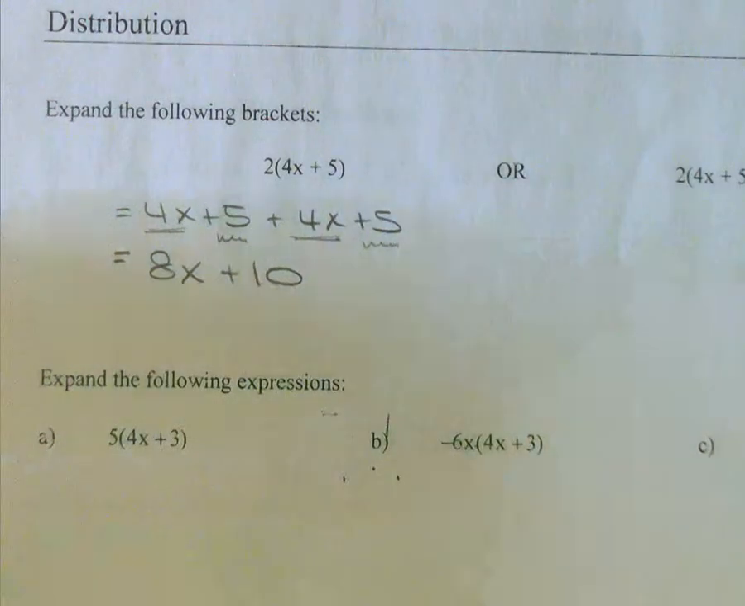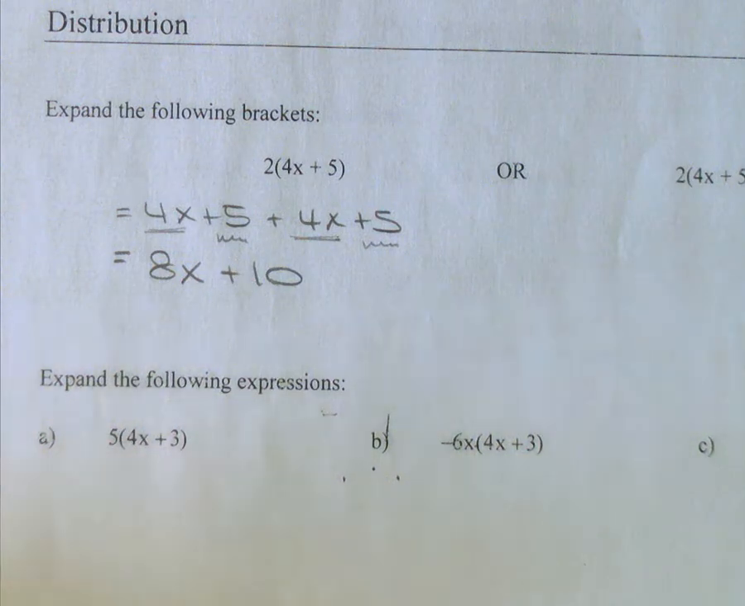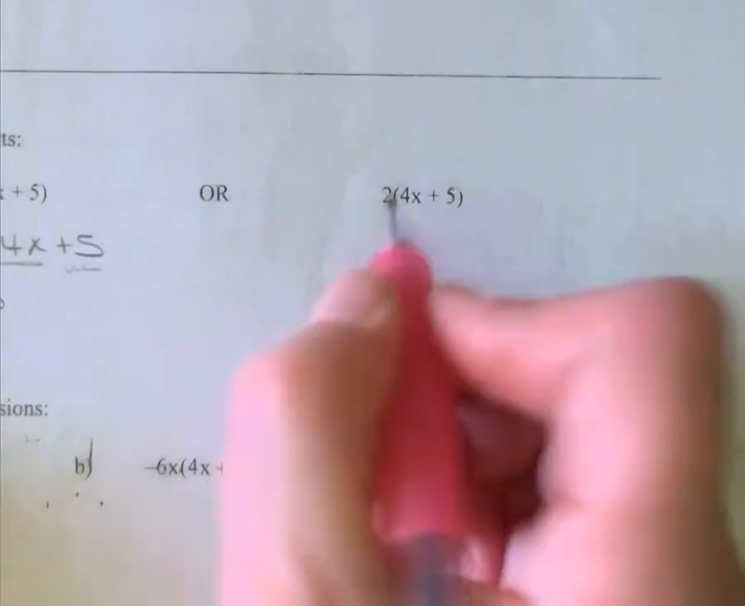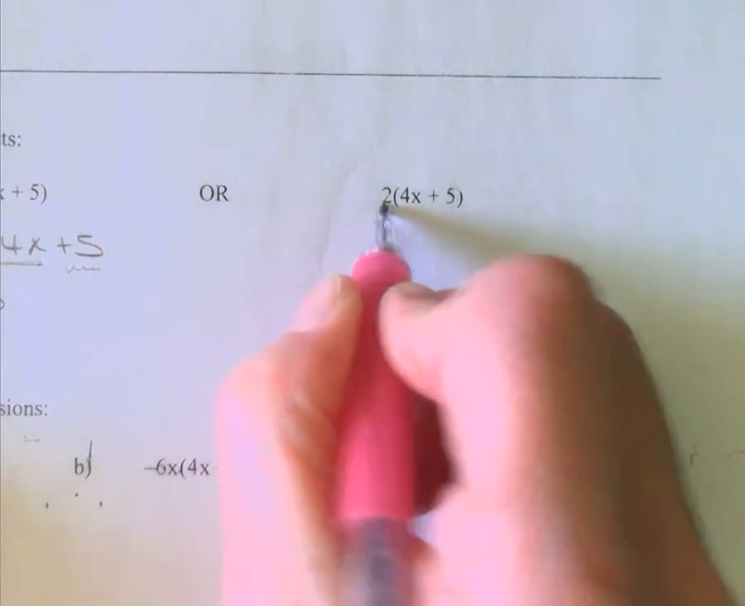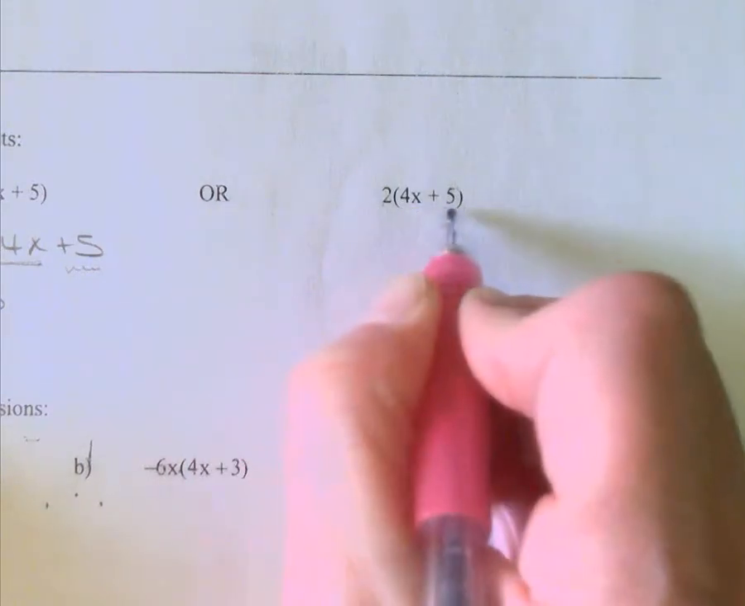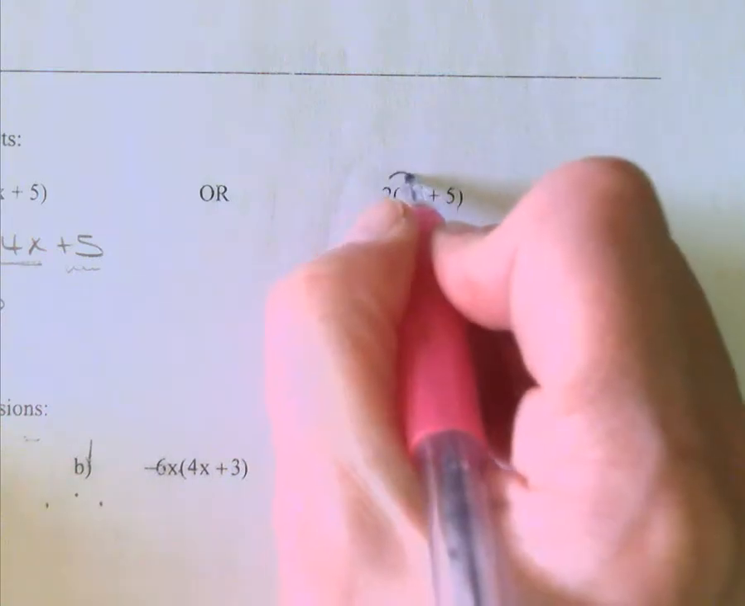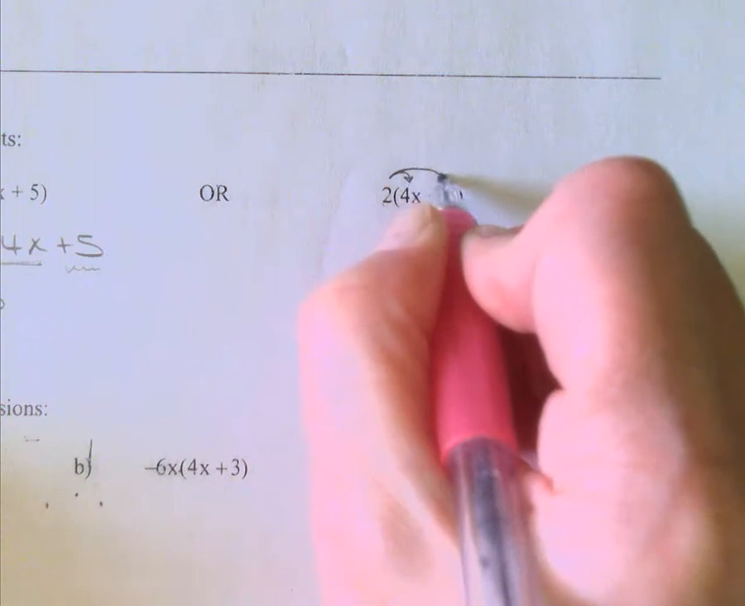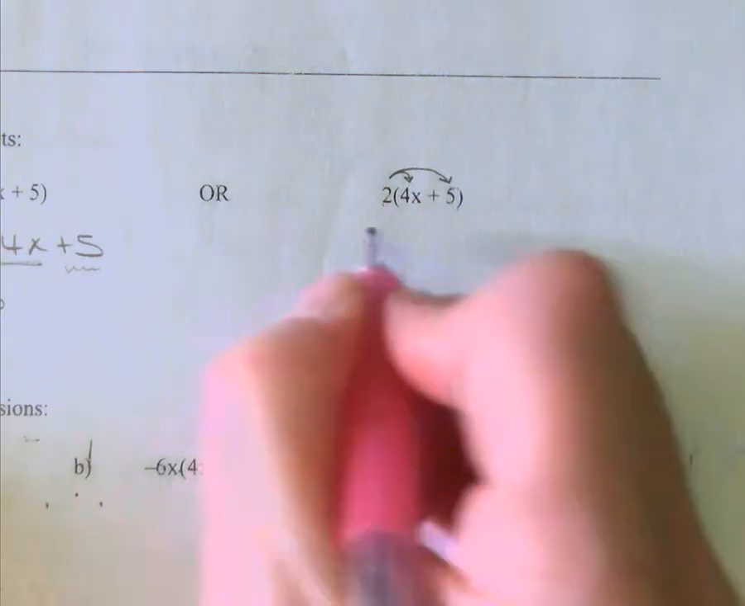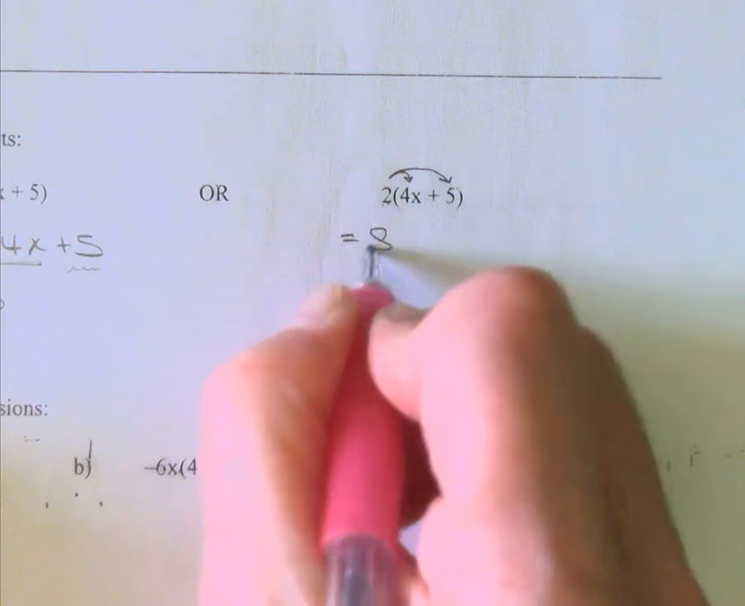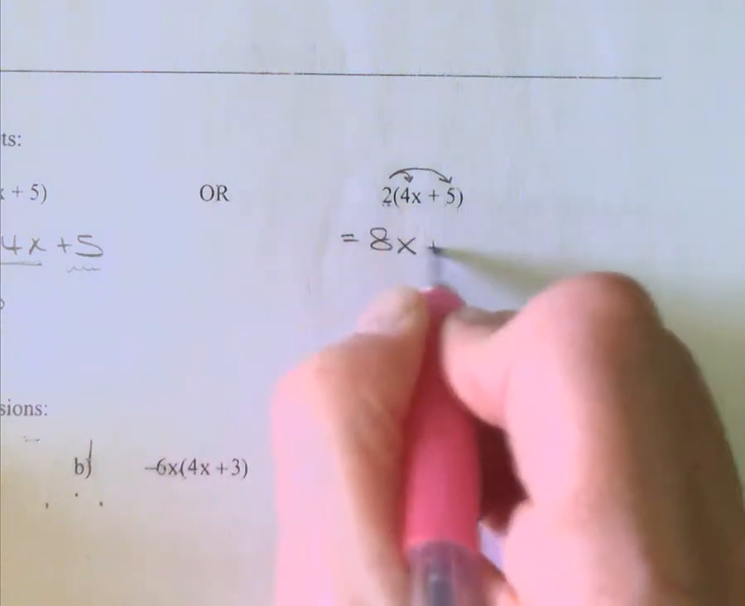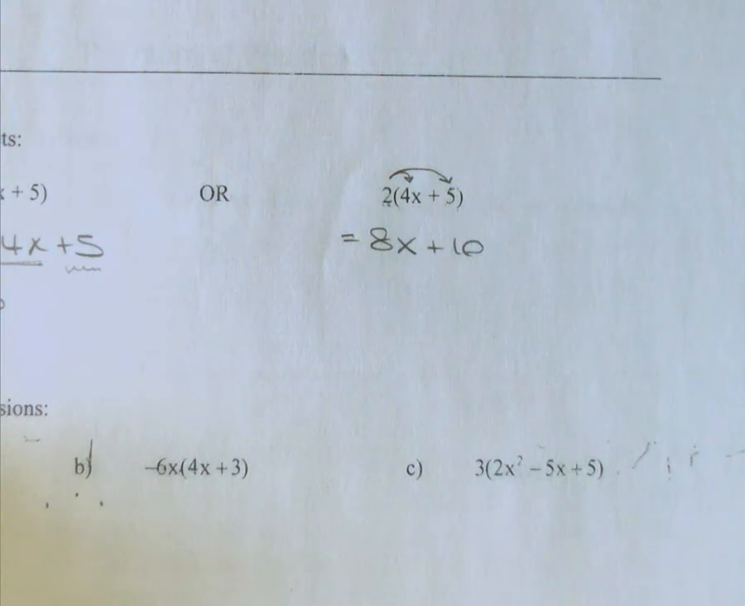But say that was 20 times 4x plus 5, or 30. You don't really want to have to write it out that many times. So we try and find a way to make it a little easier. I'm going to take this 2 and multiply it by everything in the bracket because I'm doubling everything in the bracket. So I'm going to do 2 times 4x and 2 times 5. So 2 times 4x means there's 8x and 2 times 5 means there's 10. So I get to the same answer and I do a little less work.